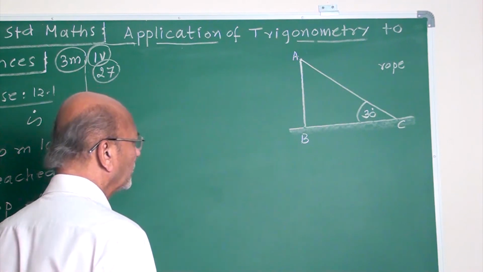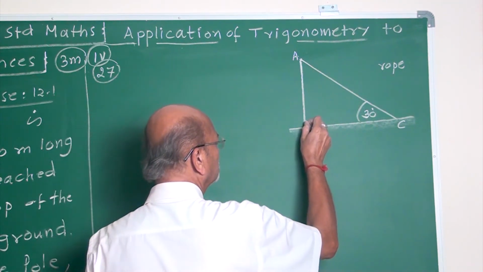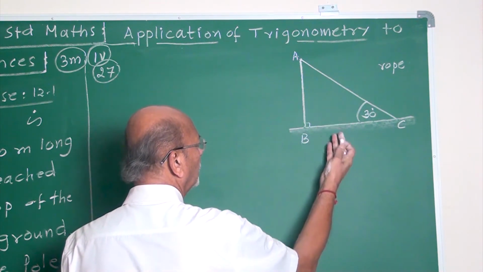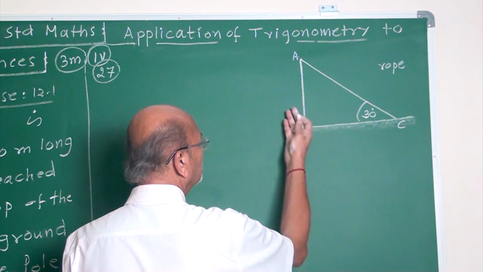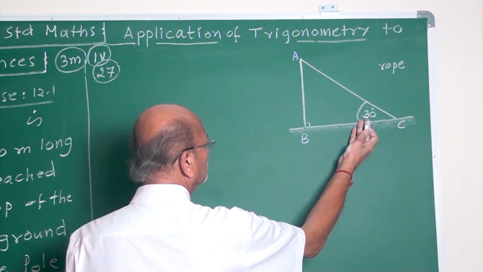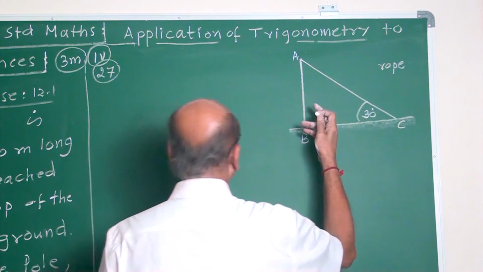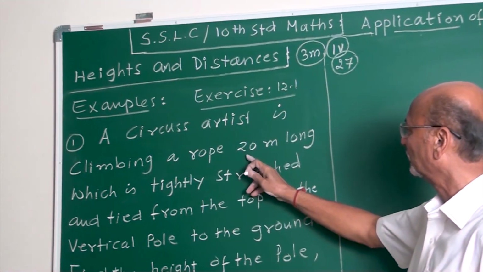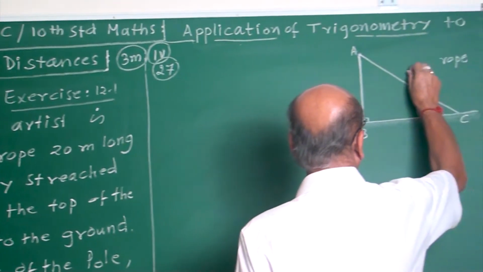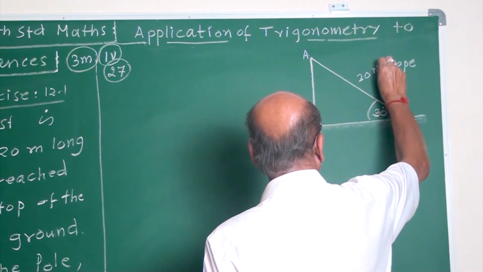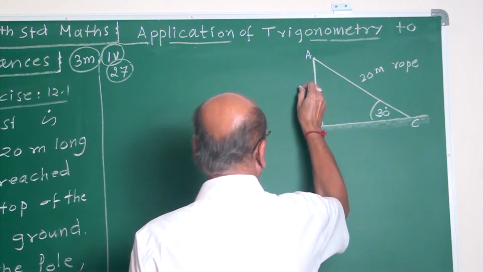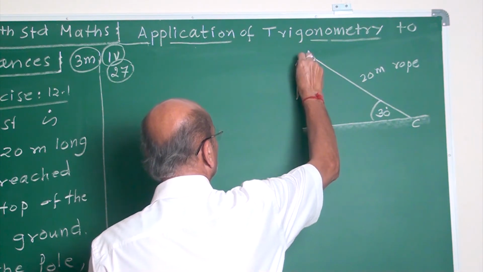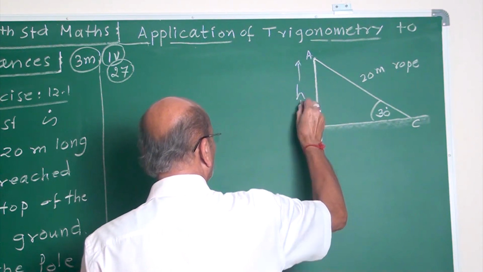Very simple example. Again, the pole is always at a right angle, perpendicular to the ground. Right angle triangle. What is this, my friend? Adjacent side, hypotenuse. What is given? That is very important, my friends. The rope is given. The length of the rope is 20 meters. This is H, which you want to find.